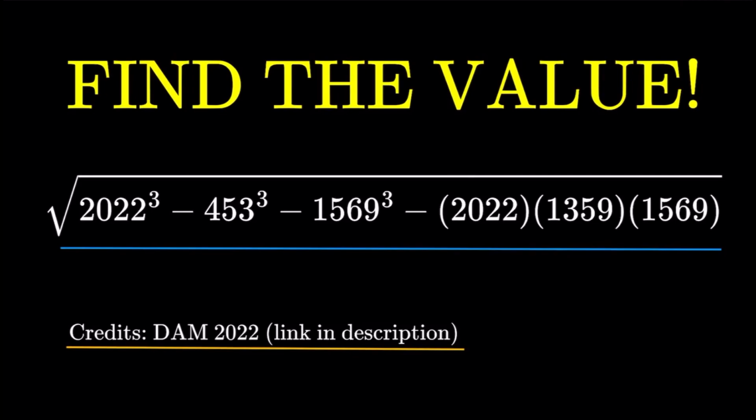So find the value of the square root of the cube of 2022 minus the cube of 453 minus the cube of 1569 minus the product of 2022, 1359 and 1569.